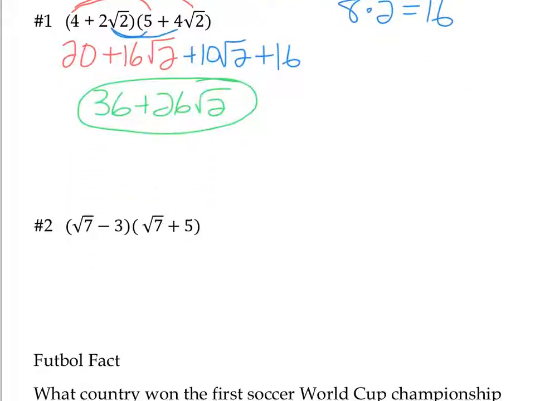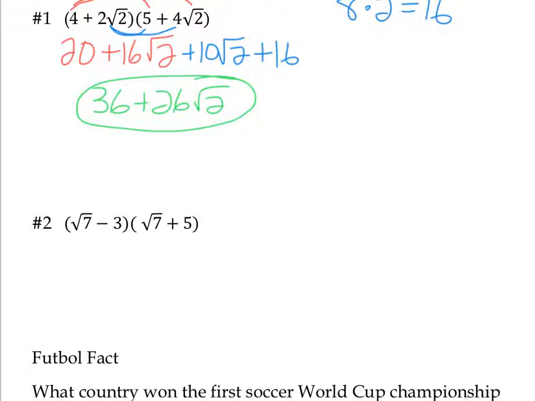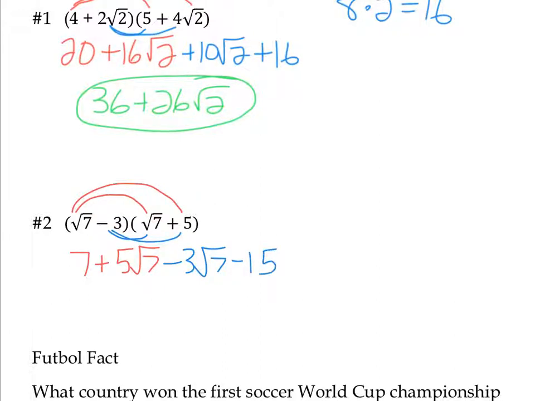See another example here. We're going to use FOIL again. So we'll do the square root of 7 times the square root of 7. That's 7. Square root of 7 times 5 is 5 square root of 7. Then we have negative 3 times the square root of 7 is negative 3 root 7. And negative 3 times 5 is negative 15. And now I can combine the 7 and the minus 15. That's negative 8. And the 5 root 7 minus 3 root 7 is a positive 2 square root of 7. And that'd be our final answer.